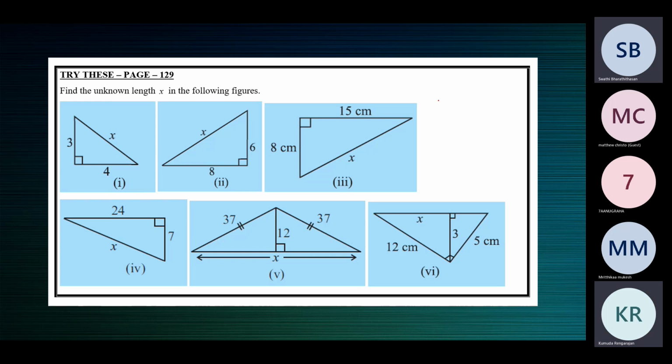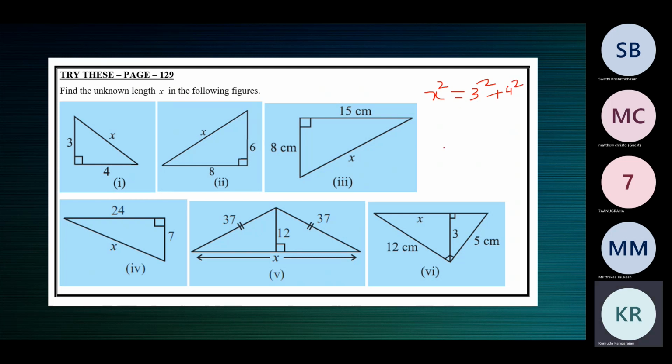So this is how you have to present it, children. I said you can write the hypotenuse square on any side. So you can write x square is equal to 3 square, this is the first step, plus 4 square.